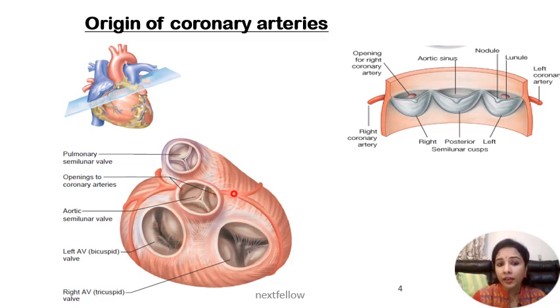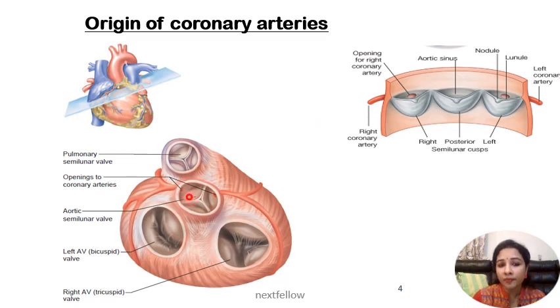If we talk about the origin of right coronary artery, it gains its origin from the anterior aortic sinus. So this is the anterior aortic sinus. You can see here, this is the semilunar valve, above which there is a small blind dilatation called as aortic sinus. So anterior aortic sinus gives rise to right coronary.